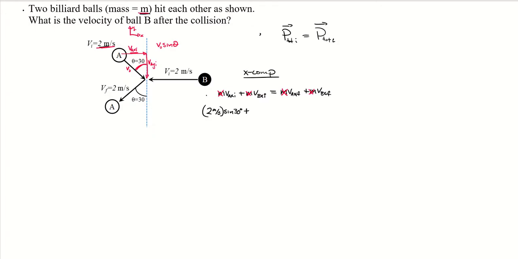And what about the velocity of B in the x direction? This is entirely in the x direction. It's going 2 meters per second in the negative x direction, so this is just minus 2 meters per second.